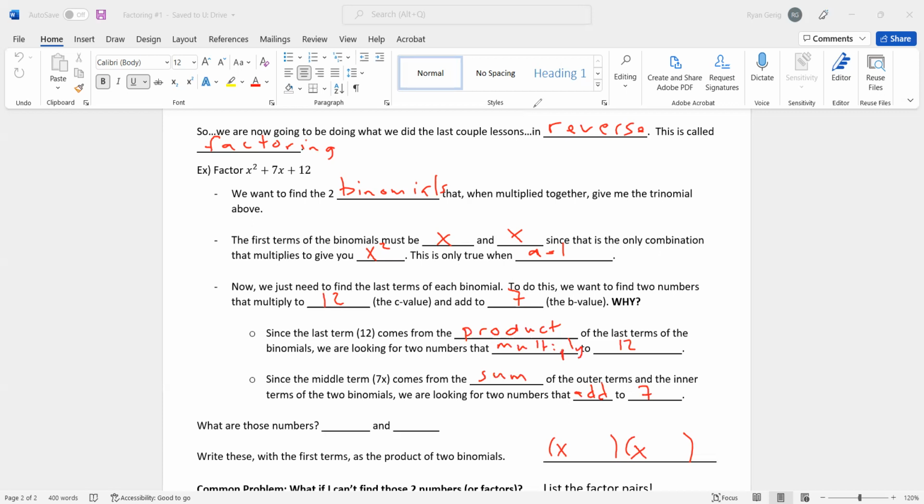What are those numbers? Hopefully you saw it and you got 3 and 4. 3 times 4 is 12. 3 plus 4 is 7. Now just write those numbers with the first terms that were already on the line and you have your answer. So 3 is positive, so I'm going to put plus 3. 4 is positive, so I'm going to put plus 4. There's your answer. If I would FOIL that, I would end up right back here. Okay, so those are interchangeable. Those mean the same thing.